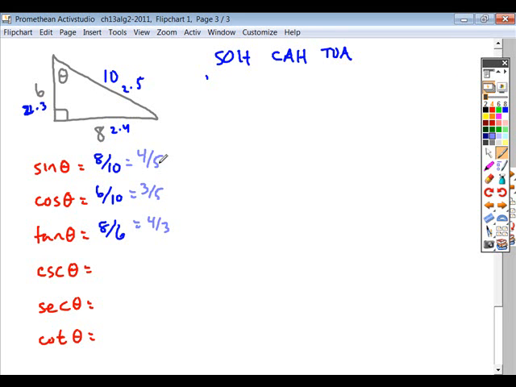Okay, so I'm going to use these now and just flip them. So the cosecant is 5 over 4. The secant, we flip this one, 5 over 3. And the cotangent, we flip this one, 3 over 4. Okay? So what this means is, given this triangle with sides of 6 and 8, the ratio of the opposite to hypotenuse is going to be 4/5. Okay?